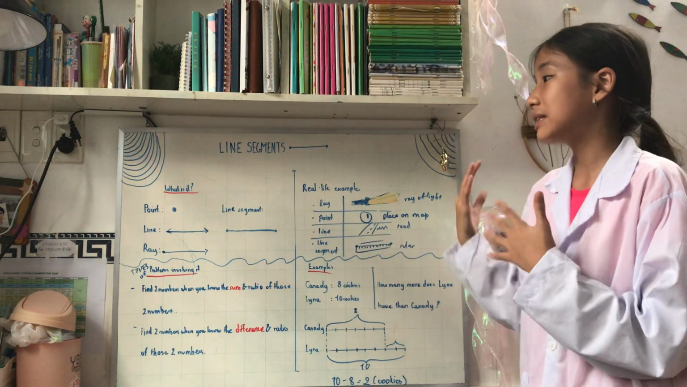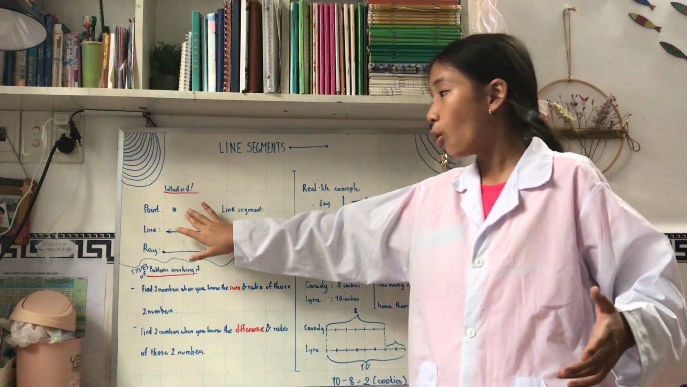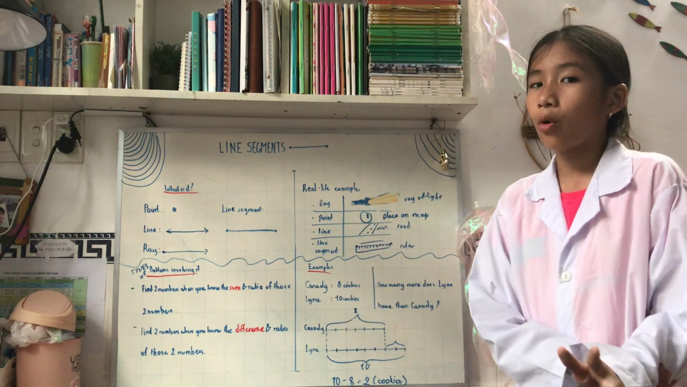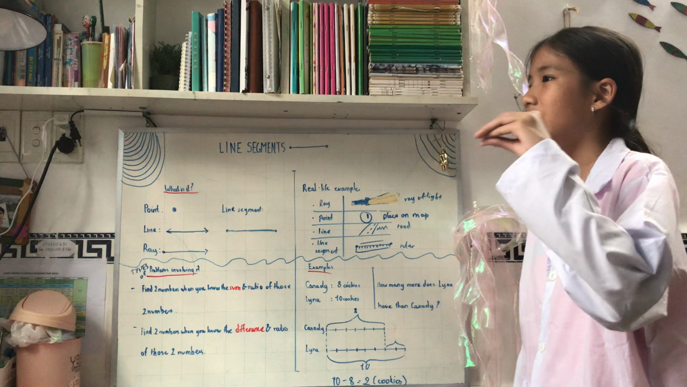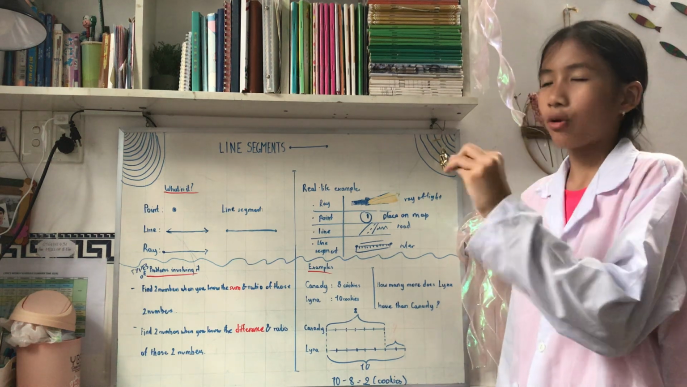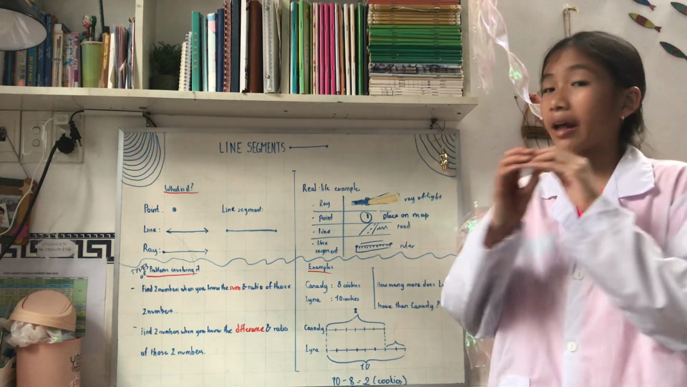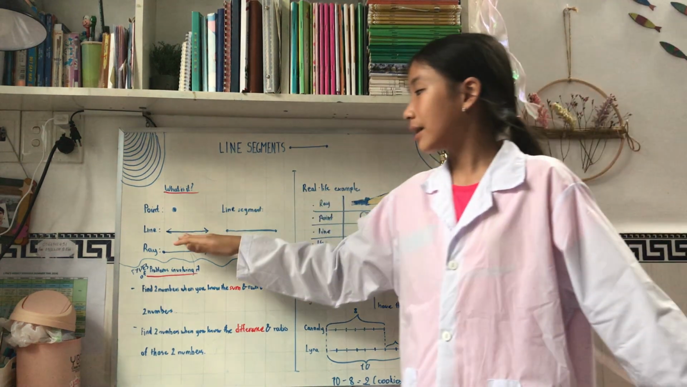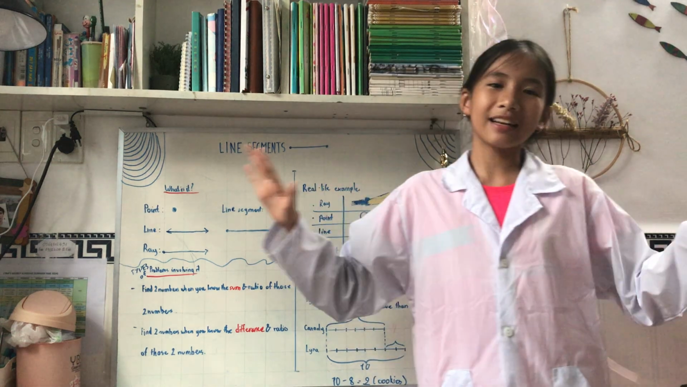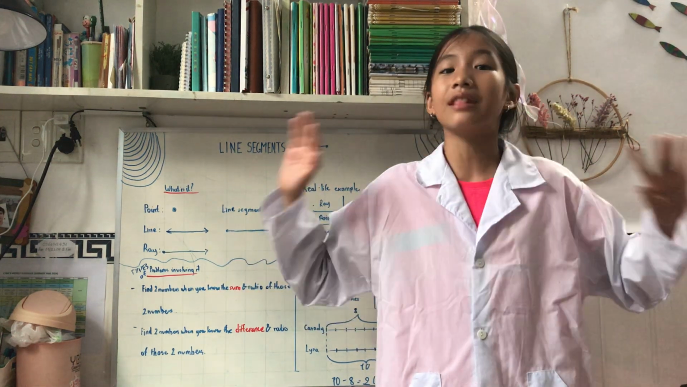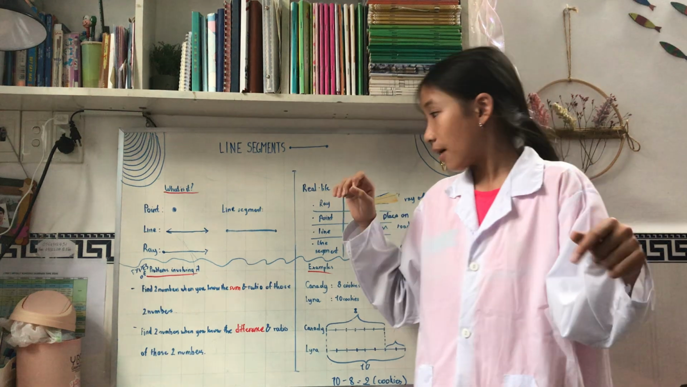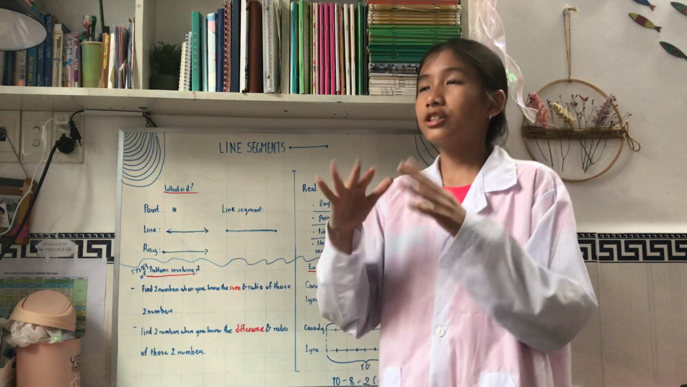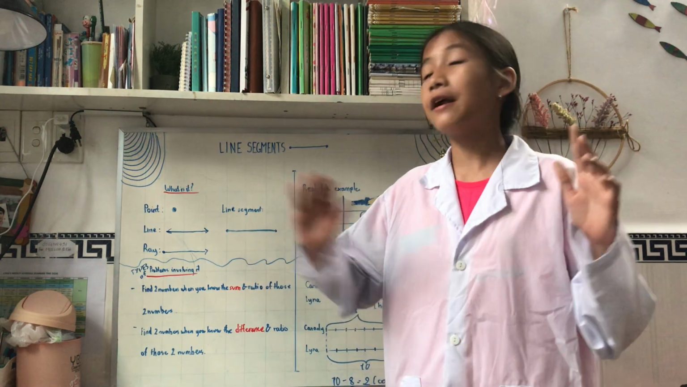Now, for the things that are related to them, there is the point, the line, the ray, and of course, the line segment. So what is a point? A point is just a dot on something. It does not have a line. It's just one point. Now the line is a line that is never ending. It does not have endpoints like a ray or a line segment. It goes on forever and ever.